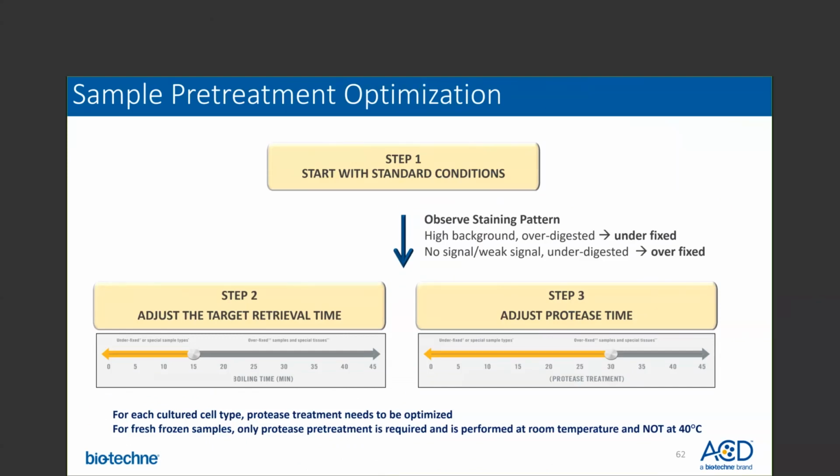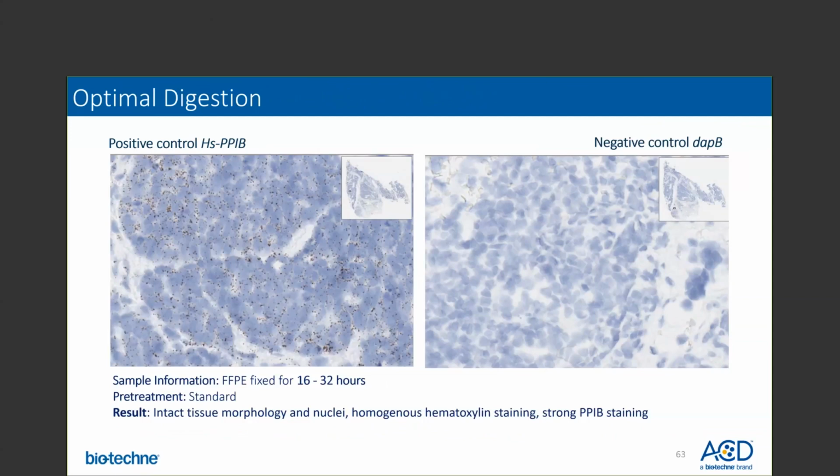Both target retrieval and protease digestion can be performed in a sliding scale, such that you may adjust them depending on the sample preparation and fixation conditions of your samples. This slide shows optimal digestion of a sample that was fixed according to ACD's recommendation and treated with the standard pretreatment conditions. On the left, the PPIB staining is strong, while the DAPB negative control slide on the right has no signal. You can also see that the tissue morphology is intact and the hematoxylin staining is homogeneous.